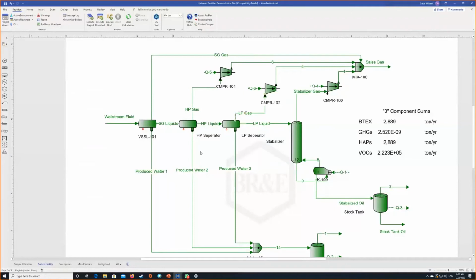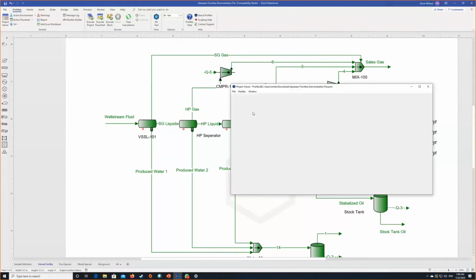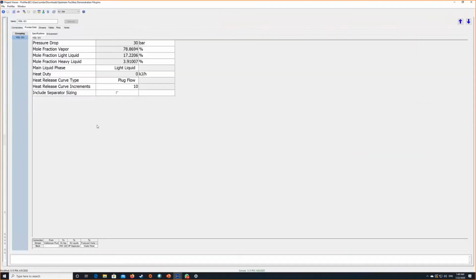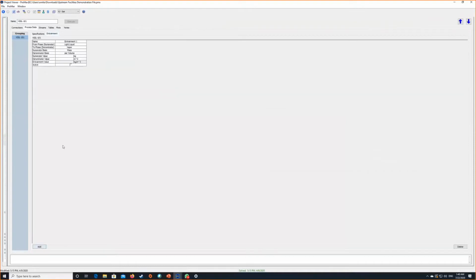Now, you may come to me and say, hey, what about entrainment? I know that it is not a perfect separation. ProMax assumes that it's perfect separation in these systems, where all the gas goes with the gas, all the liquids go with the liquids. If you do have entrainment, you can hop into the vessel, and under process data, you can go to entrainment, and you can add an entrainment. You can add from any phase to any phase. So if it's liquid in the vapor, like you have droplet entrainment going out with your vapor phase, you can add that in.